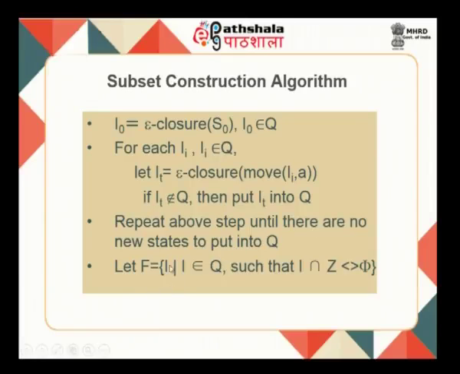Let F be equal to the set of all I such that I belongs to Q and I intersection Z is not equal to null. This is what we said. You have to include all the states of your DFA that contain a final state component of your NFA. And that is why we say I intersection Z should not be equal to null. What is Z? Z is the final state of your ENFA, I is the final state of your DFA.